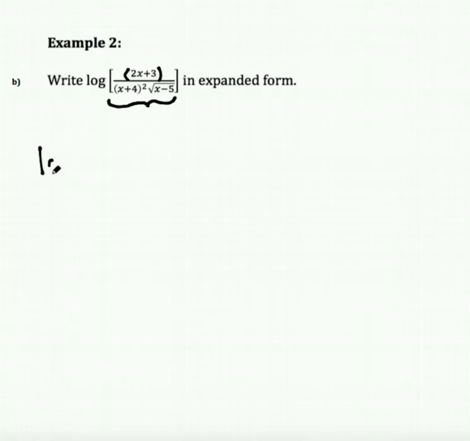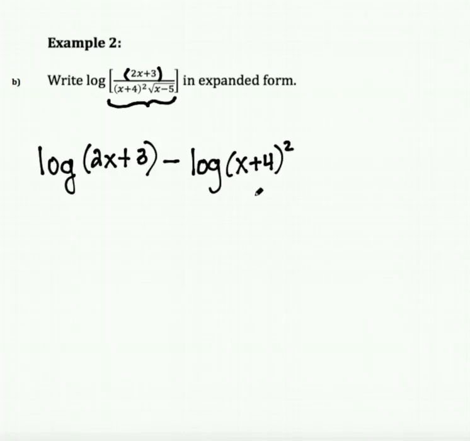This is going to be log of 2x plus 3. And then I'm dividing by x plus 4 squared, so that's going to be a minus log of x plus 4 squared. Again, I'm dividing by the square root of, let me erase, I forgot the log. Minus log of the square root of x minus 5. So what I did is I took that division and I separated it.